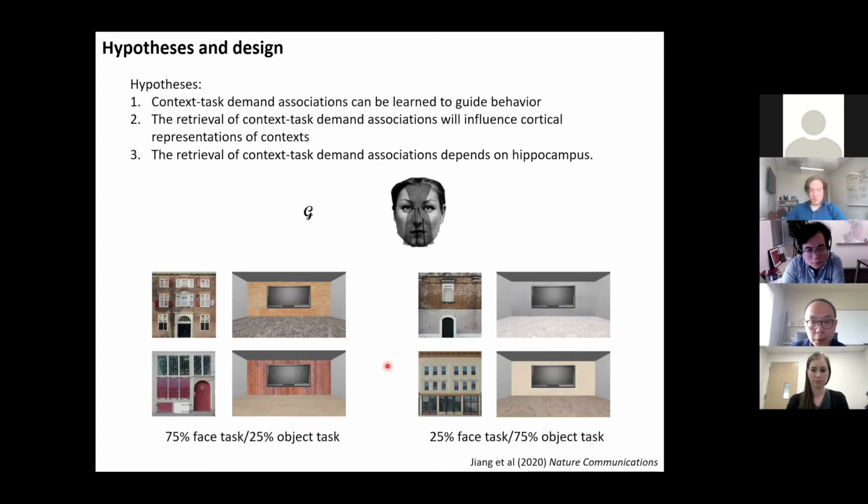To manipulate the task demand associations, we made the participants do more face tasks in 2 of the 4 contexts. So those 2 contexts will be associated with a higher task demand for the face task, and for the other 2, we had participants do more object tasks. So those 2 contexts will be associated with a higher demand for the object task. And of course, we randomized the assignment of the contexts to different task demands, so that different participants will experience different associations.